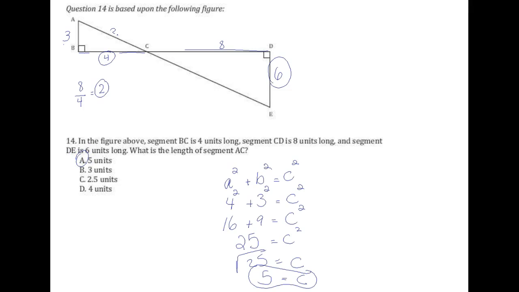Okay, there's a small thing that you guys have to watch out for. It doesn't matter which of these sides is A or B. So this could be my A and this could be my B. What's important is the hypotenuse is always the C. Okay, the hypotenuse is always the C. A and B, they don't matter which one is which.